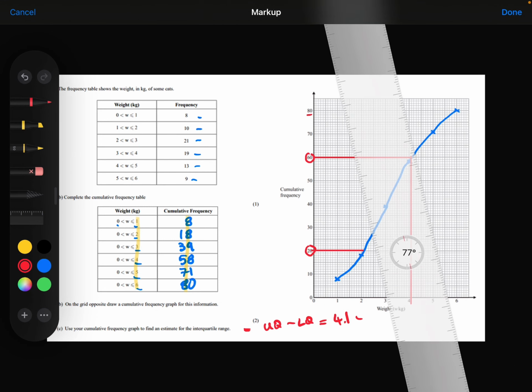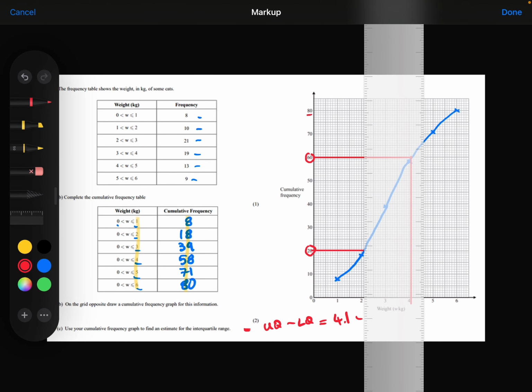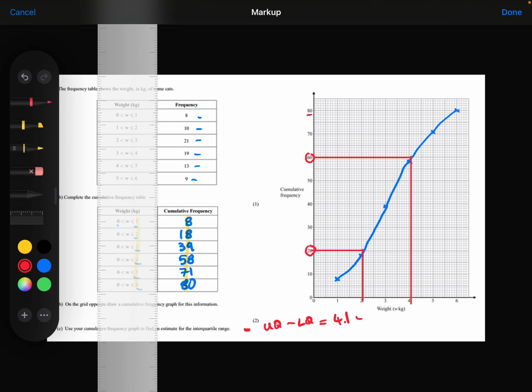And then down to work out the cat's weight. And I reckon that's 2.1. So if the upper quartile is 4.1 and the lower quartile is 2.1, then the interquartile range will be 2 kilograms.